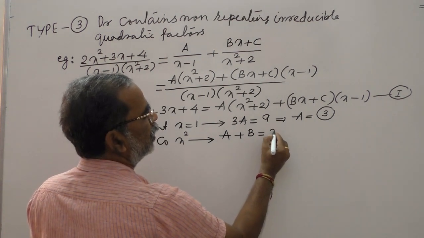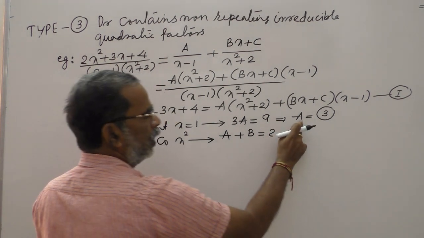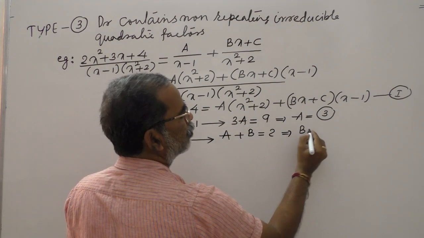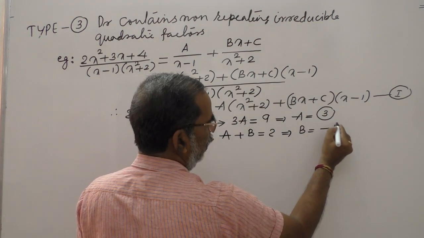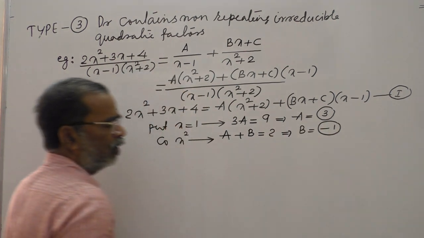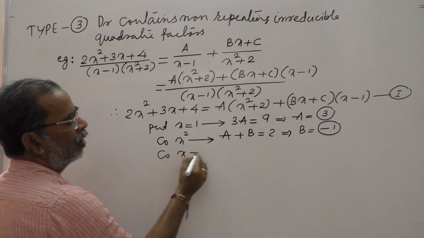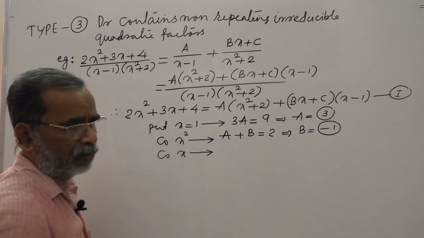On the left side, it is 2. Already a value came, no, 3. If you write on right side, it becomes minus. 2 minus 3 is minus 1.